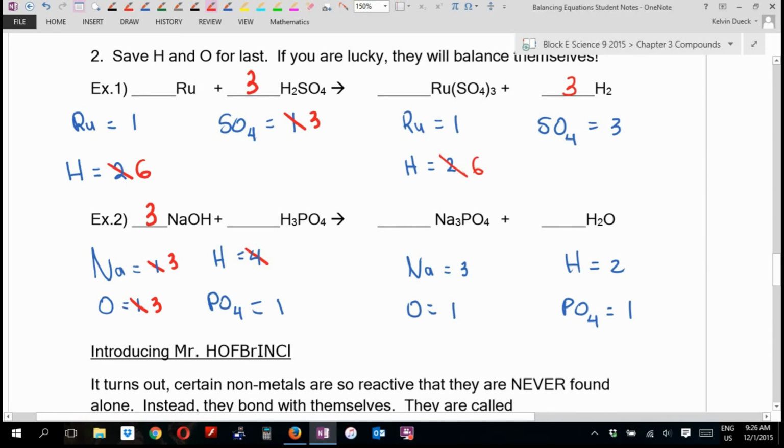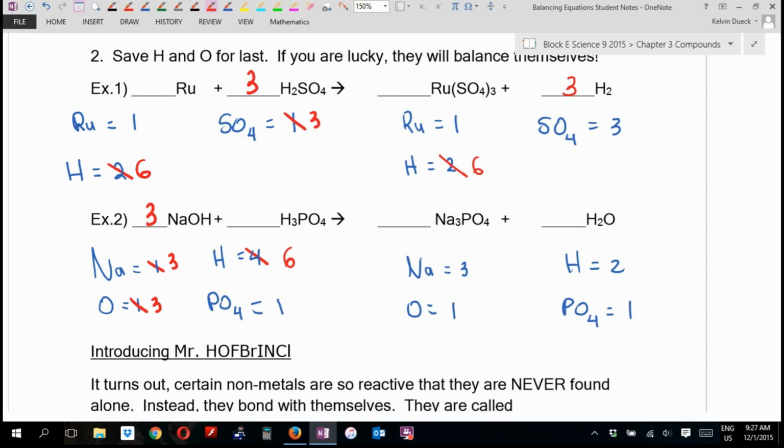How many H's are there now? Let's see. 3 here, 3 here, 6. Is that okay? By the way, it's easier for me to do examples and explain all the rules, but now you're kind of figuring out how the numbers work and how the multiplying works, right? What doesn't balance now? The H's and the O's.